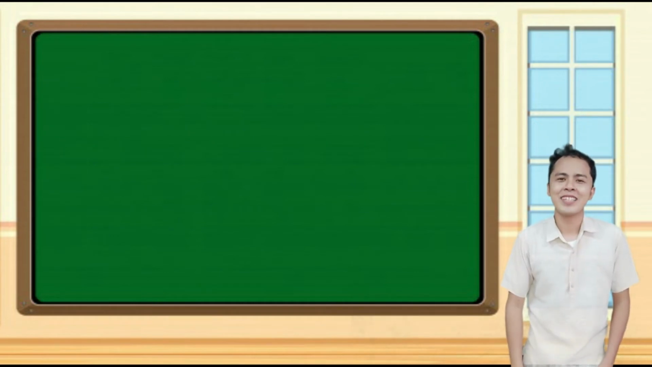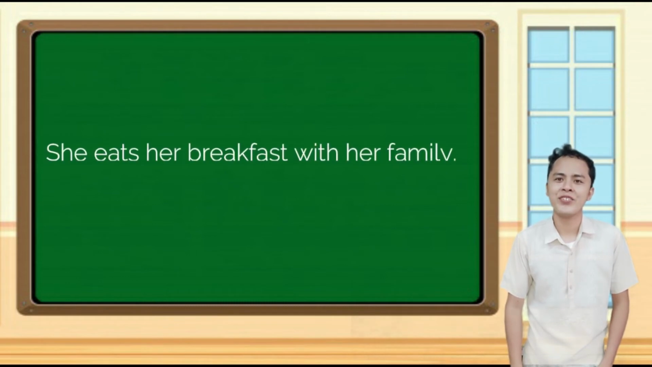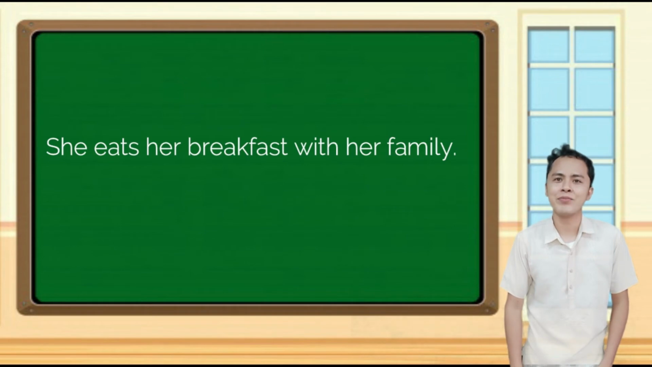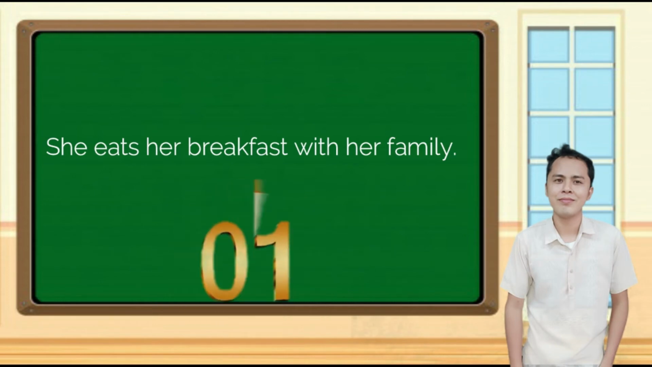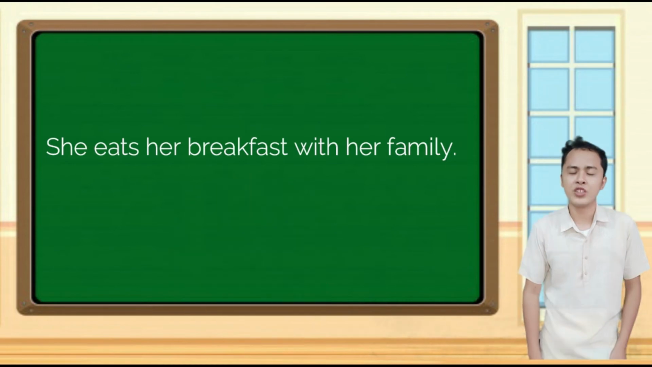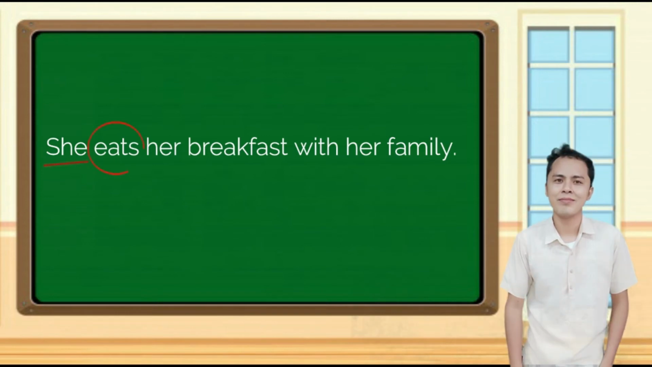Number 5. She eats her breakfast with her family. Again, she eats her breakfast with her family. Underline the subject of the sentence and circle the verb. Show me your answers, please. Brilliant! The subject is she and the verb is eats.